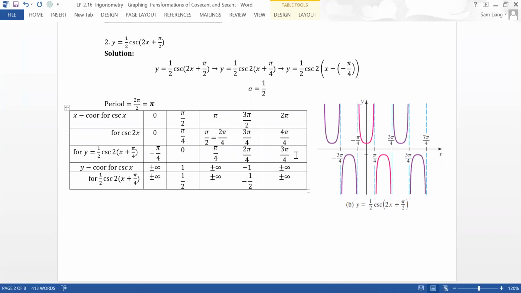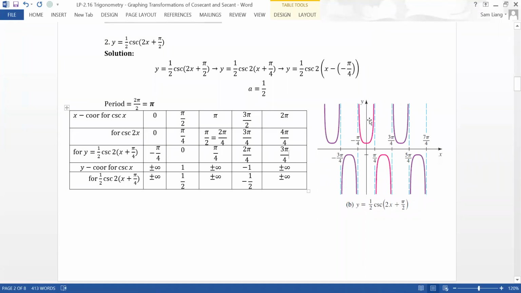And for your y coordinate, you have this 1/2 value, so you would just multiply. When you multiply it to the asymptotes, they're not going to change since it's infinity. But at the other points, the y coordinates would just be 1/2 and negative 1/2. And you just have your graph here with the dotted lines, which represent asymptotes. All right, thank you for that.